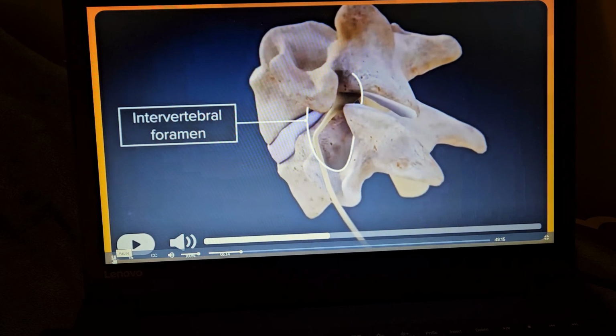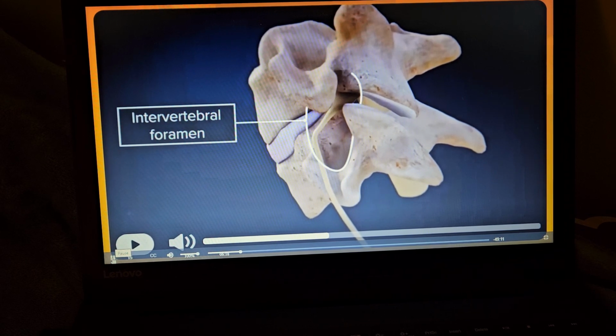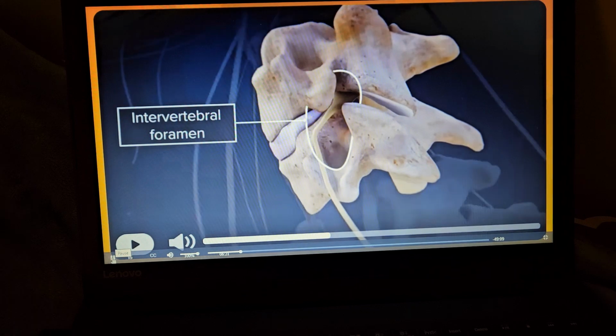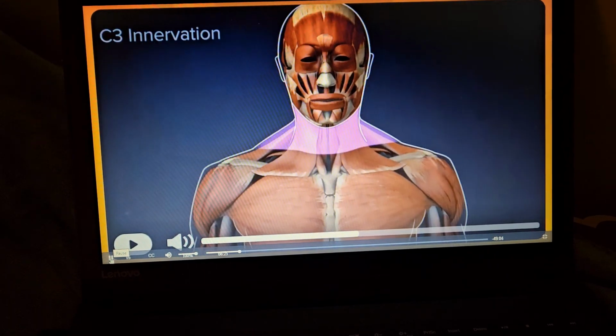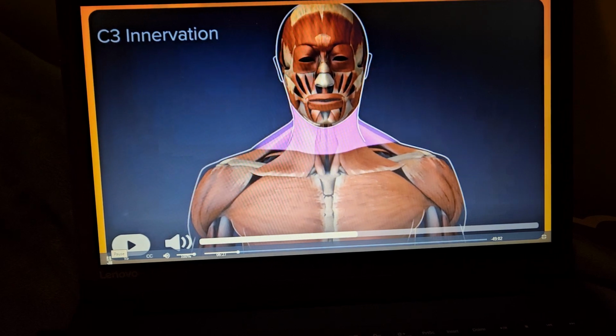The nerve root comes out. It can be a nice big space like that, but often it's not. Often it's encroached by bone spurs or osteophytes. Let's take a look at that. These are the dermatomes. Let's talk about that first.